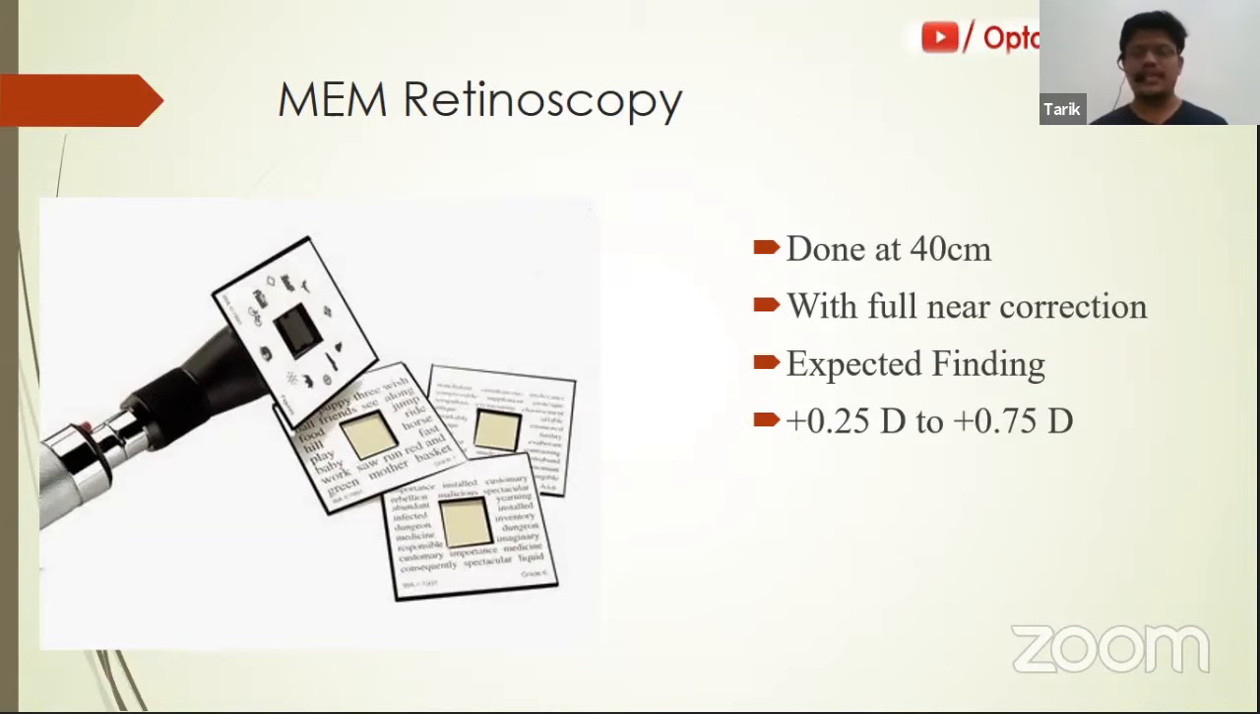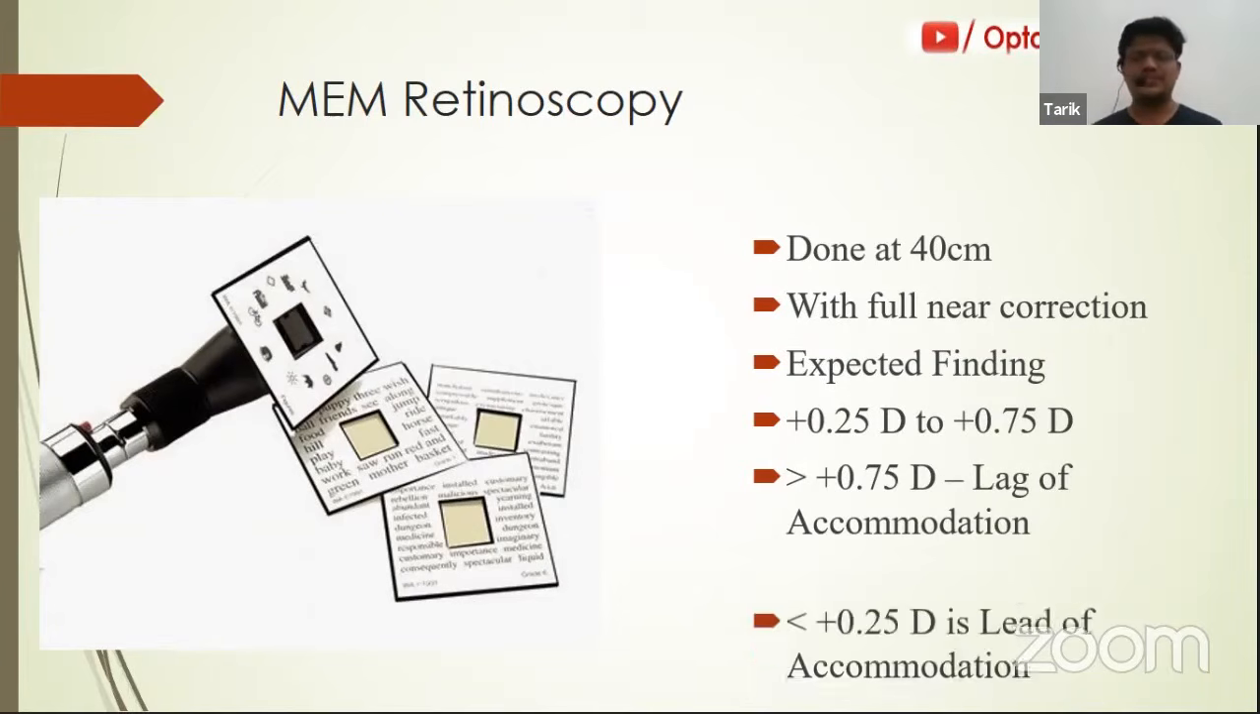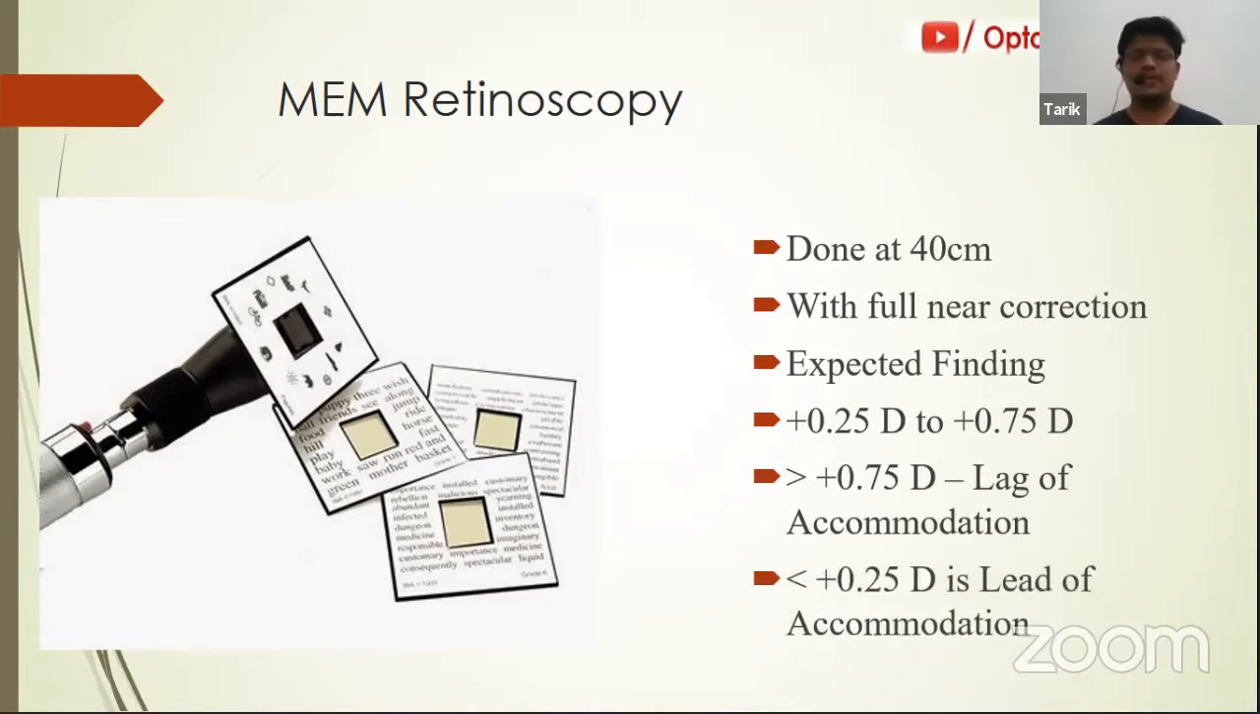So these are your normal findings, but what about the abnormal findings? If the value is higher than 0.75, that means there is a lag of accommodation. The patient is unable to accommodate at that particular point, and that would lead to higher values like +1, +1.5. Whereas values lesser than 0.25, for example plano, -0.25, -0.5, these all will be your lead of accommodation. Because the patient is using excessive accommodation, you need to use these lenses to neutralize that much amount of accommodation at that particular plane. So this is what we generally do in MEM retinoscopy.